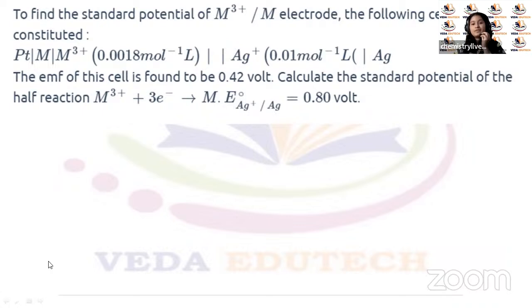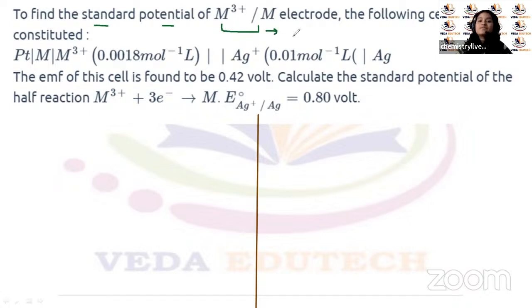Okay, children, I hope that you understood how things are done. Let us start. What is being given here? We'll draw a line. So let us see what's given here. Find the standard potential of M3+ to M. So standard reduction potential is being asked to us, right? M3+ to M means we are asked about the standard reduction potential.